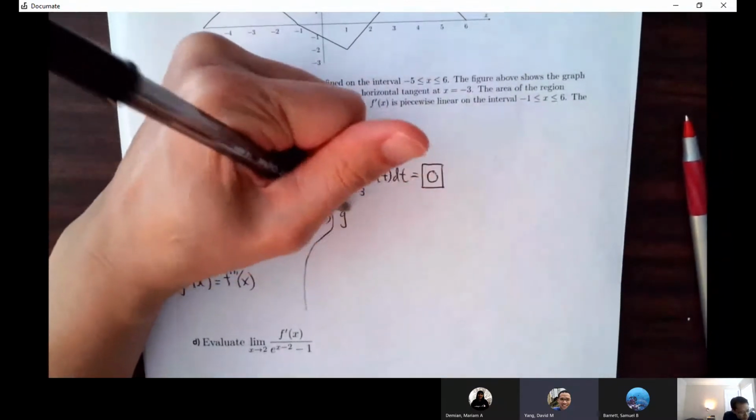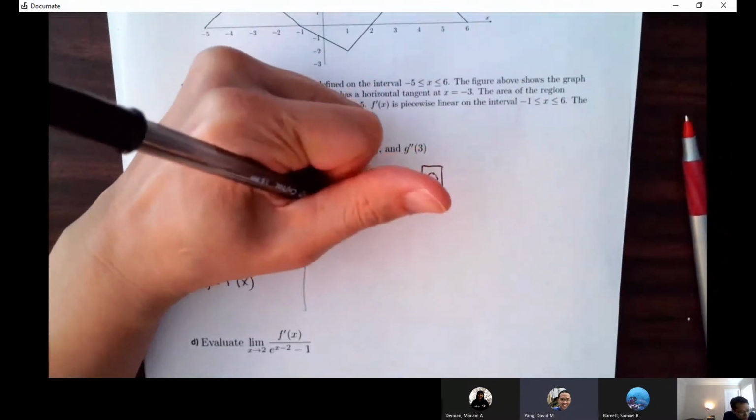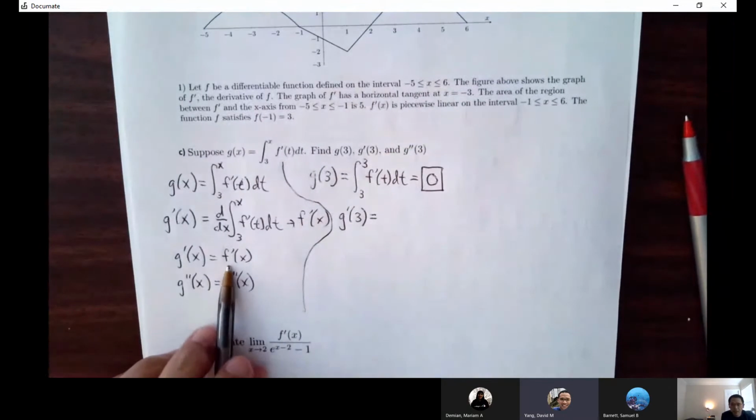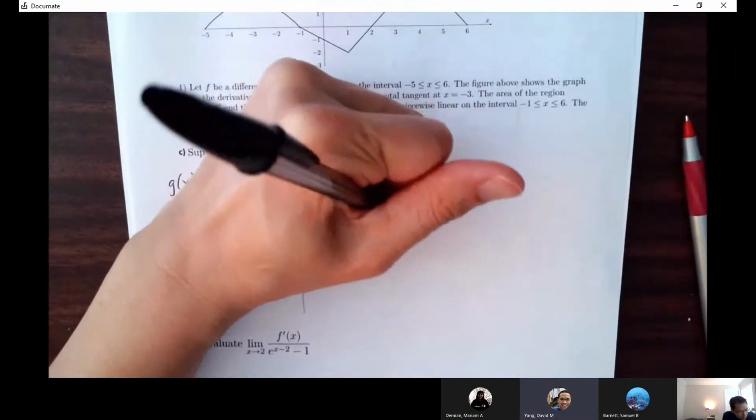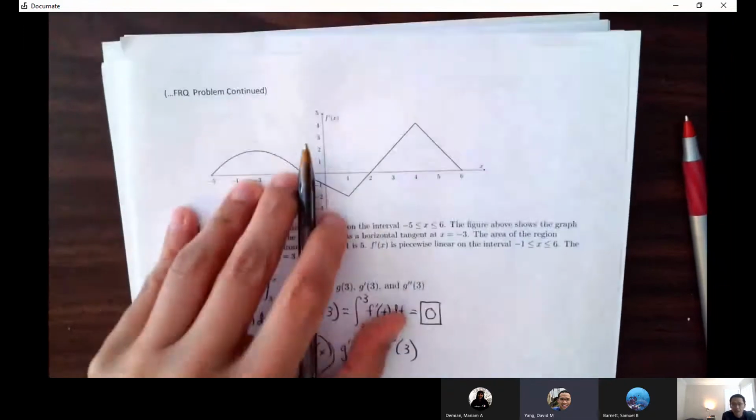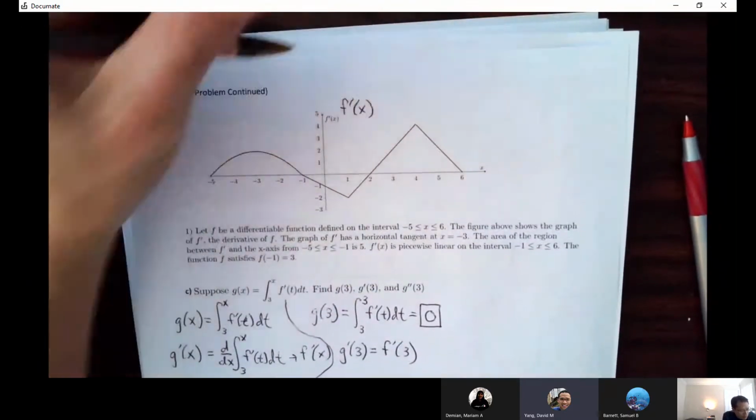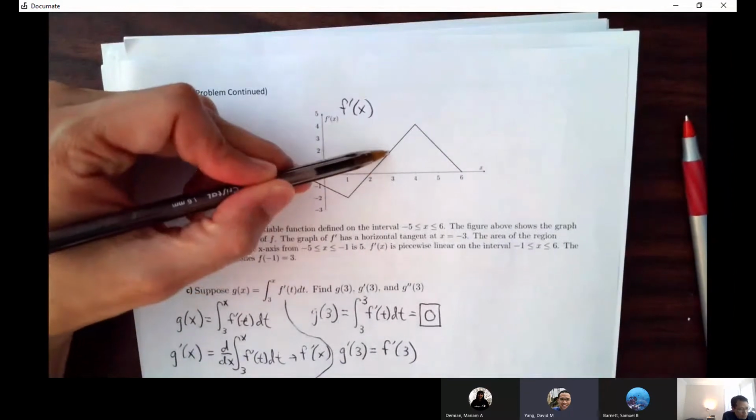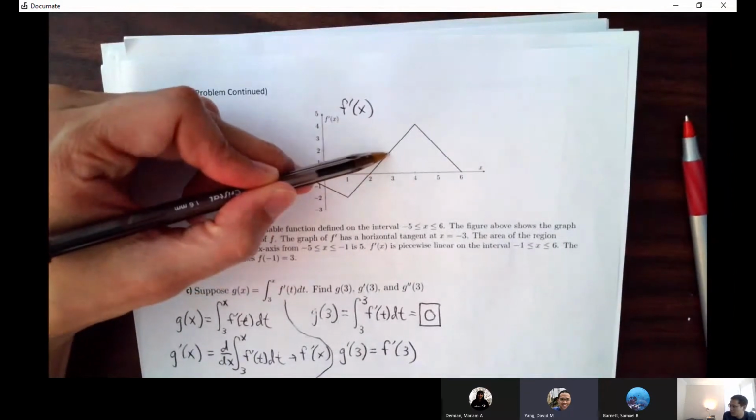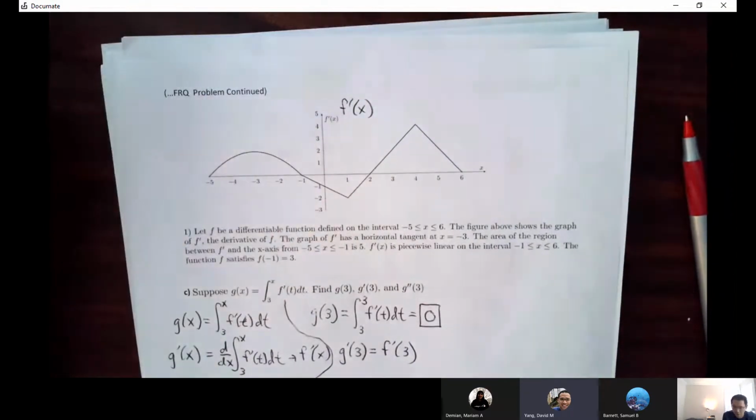If I want to find g prime of 3, then I simply rely on this, f prime of 3. And f prime of 3 is just the ordered pair, because this is the f prime graph. So f prime of 3 is just that ordered pair, and that ordered pair is sitting there at 2.